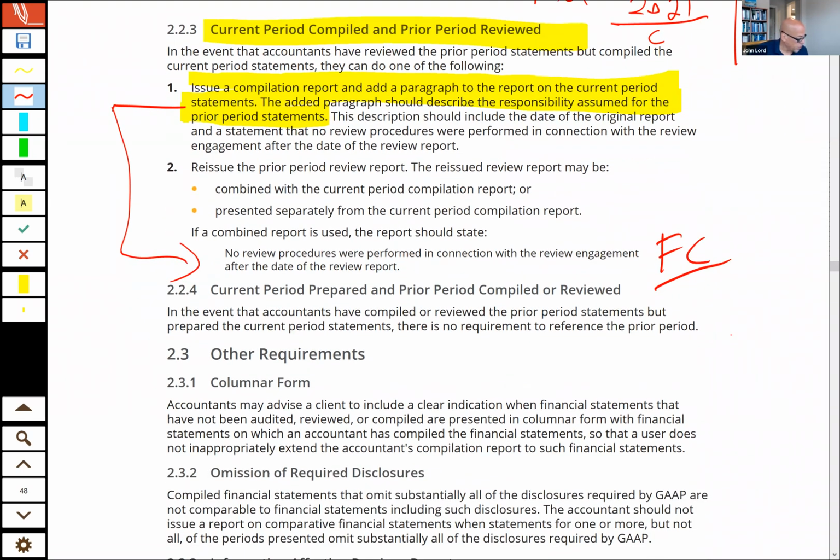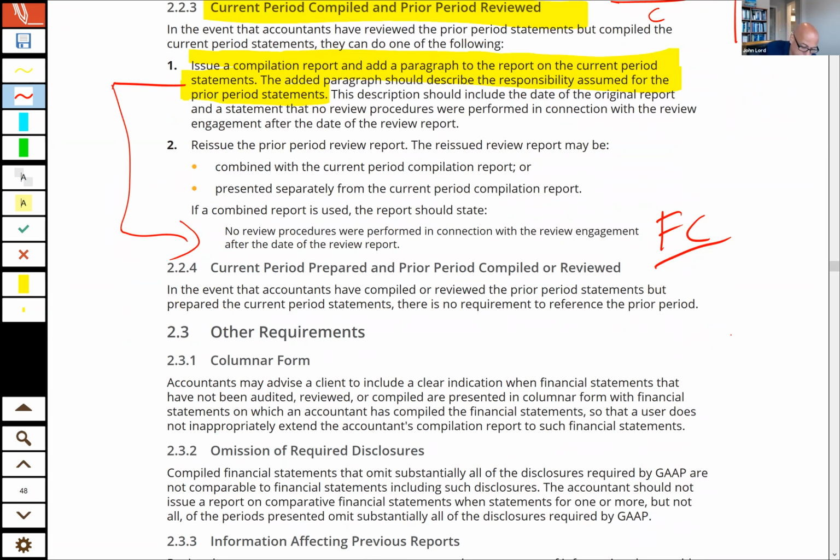Okay, good. Now, what happens if you have a current period prepared and the prior period was compiled or reviewed? In that event, accountants have compiled or reviewed prior period statements, but prepared the current period statements. There's no reference to the prior period. I'm going to ask you to flashcard that, but it's kind of like, well, where would I put that anyway? There's no report in a preparation. So I guess they're telling me you don't have to prepare a report at all if you prepare, say, 2021 when you compiled or reviewed an earlier year.